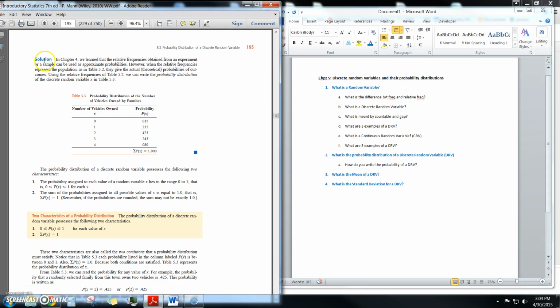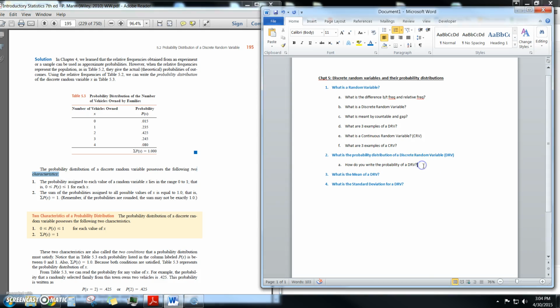I turn over and actually we get to see the solution right here. So this tells us here's the answer to that question. So I keep going through. I'm going to look at the next one here, and I see the probability distribution of a discrete random variable possesses the following two characteristics. So these two characteristics are even in italics.